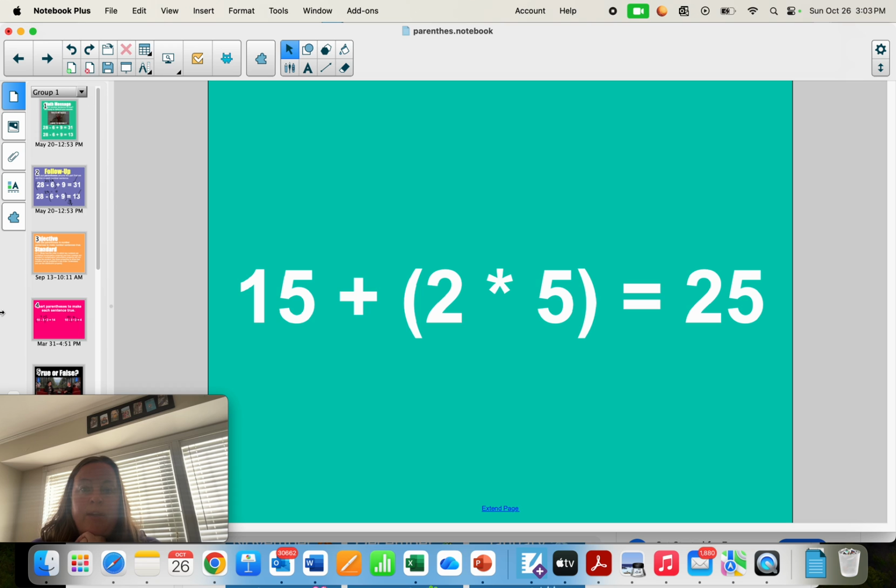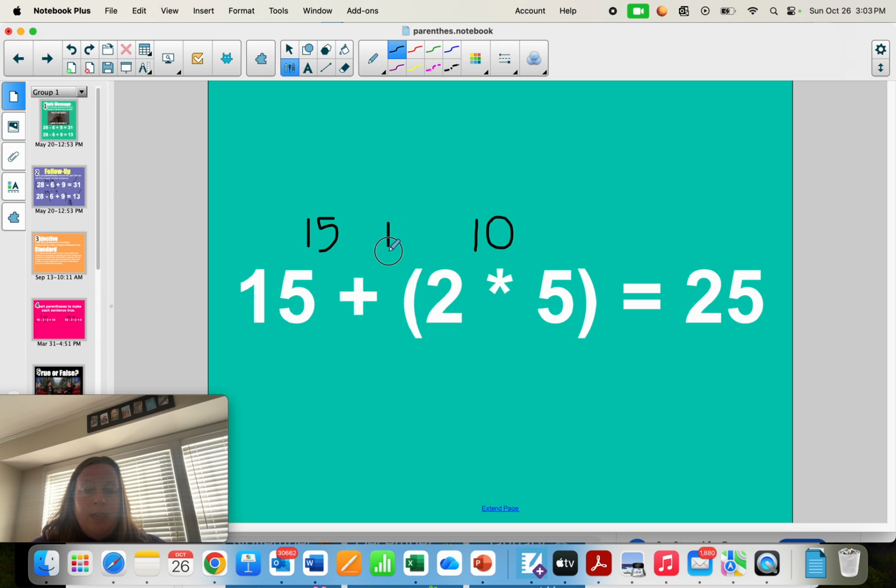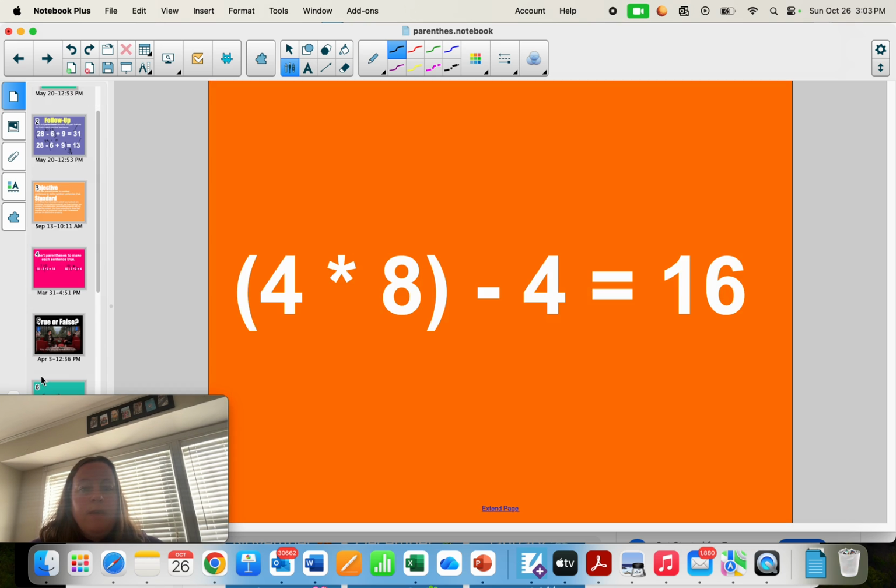Okay, and then I know, okay, 2 times 5, well, that is in parentheses, so I need to do the 2 times 5 first. So 2 times 5 is 10. I'm going to write the answer above, so I know that I did my work. And now I have to add the 15 plus the 10. Okay, 15 plus 10. 5 plus 0 is 5. 1 plus 1 is 2. 25. This is a true number sentence. Everything is correct on that one. Okay. All right. So let's try another one.